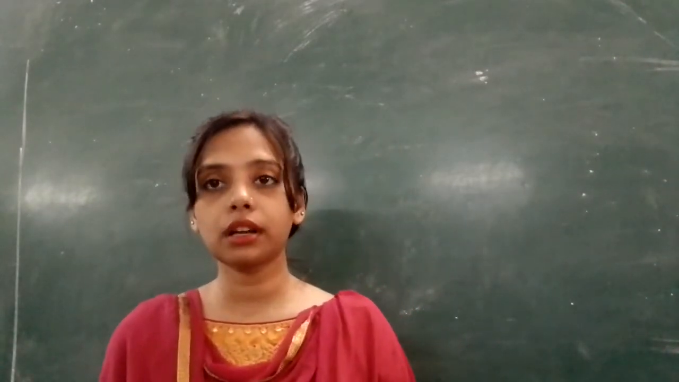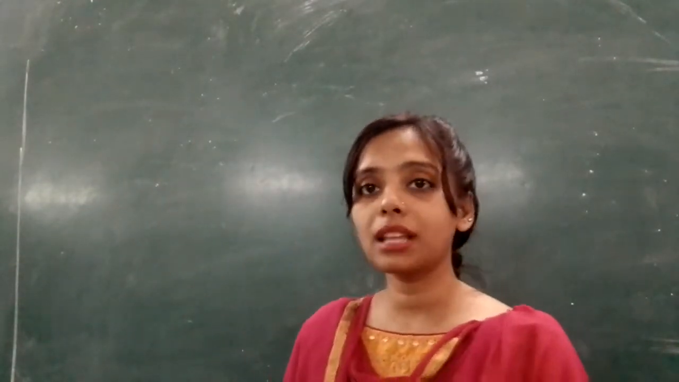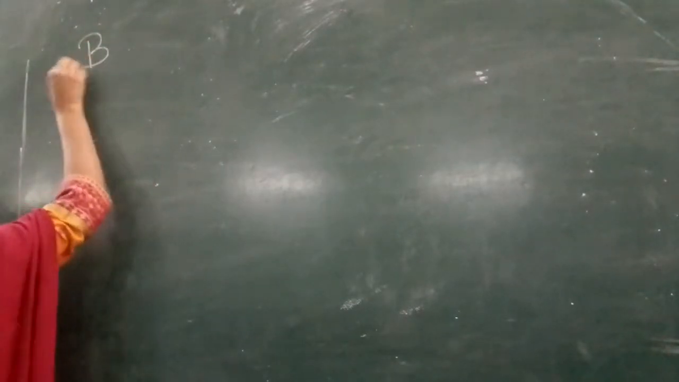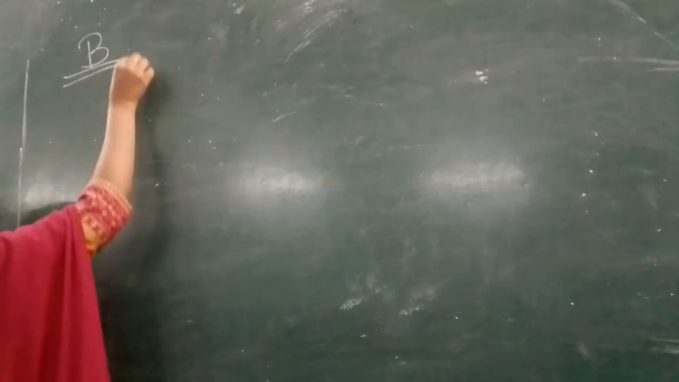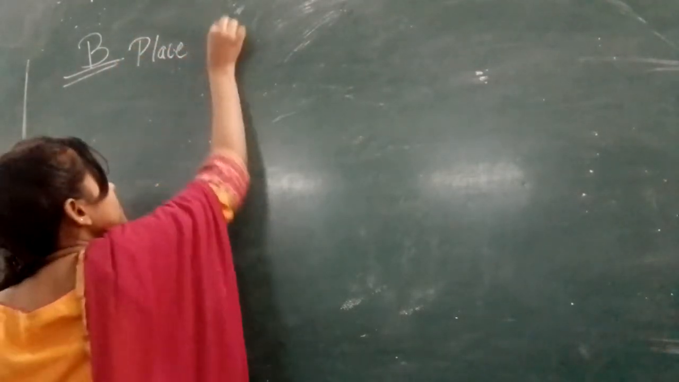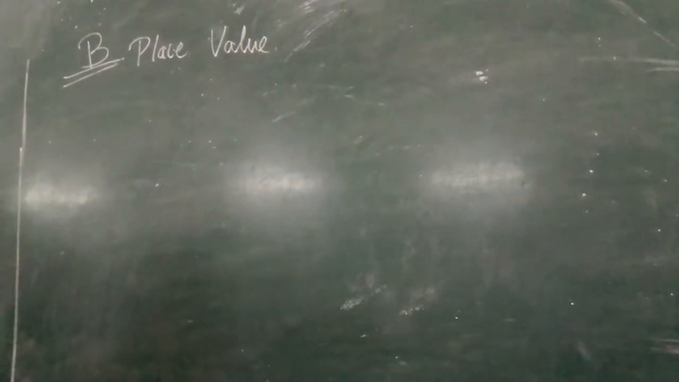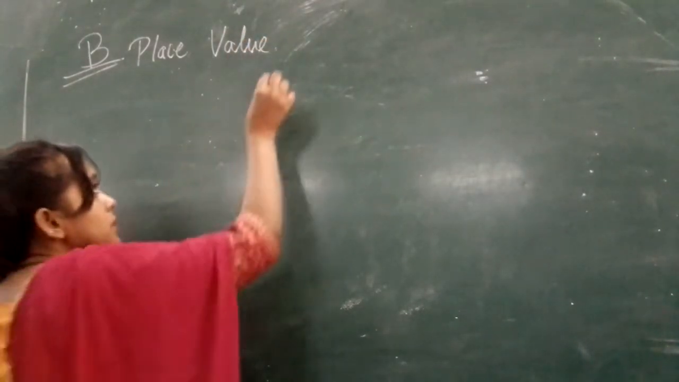Today we will continue our large numbers chapter. So today we will learn about place values and expanded form. Okay, so this is part B, where we will learn about place value and expanded forms. Okay.